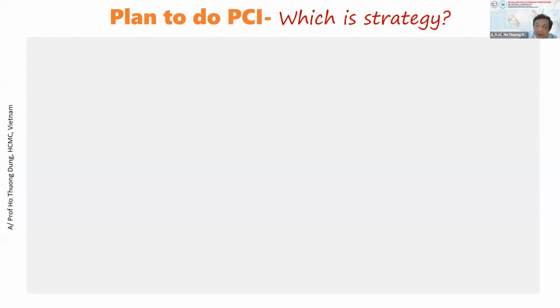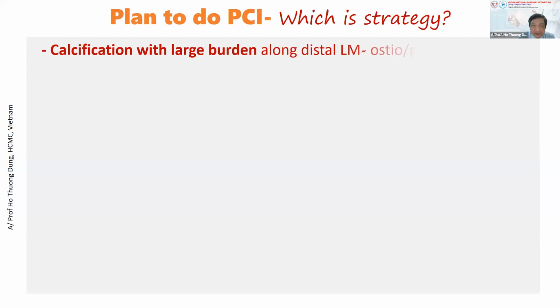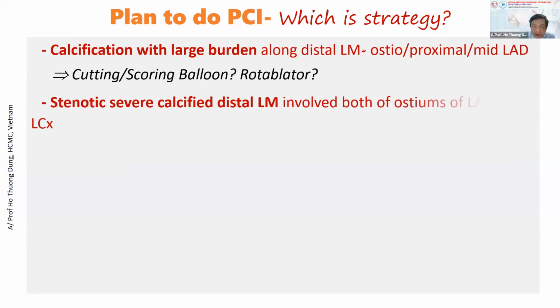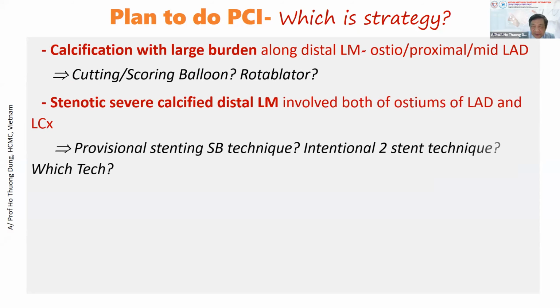Of course, we have a balloon pump in advance. So this is my plan to do a PCI for calcification with large burden along the distal left main, ostium, and proximal mixed LAD. So we try to choose Rotablator in combination with the cutting balloon or scoring balloon. Stenosis is severe, calcified, distal left main involving the pole of the ostium of the LAD and circumflex.